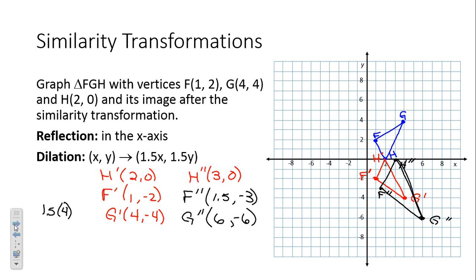So with the non-rigid transformation, these are similar now to the other two. Our image is similar to our pre-image and our interim one. Okay? Everybody good on this one, or do you have any questions? Good?